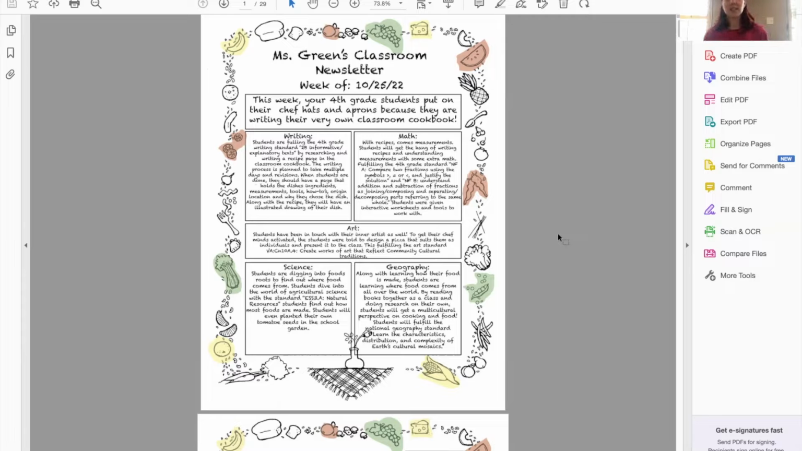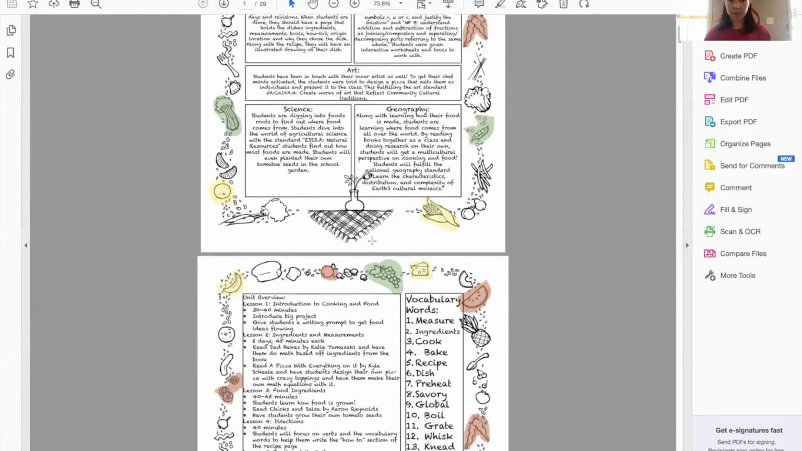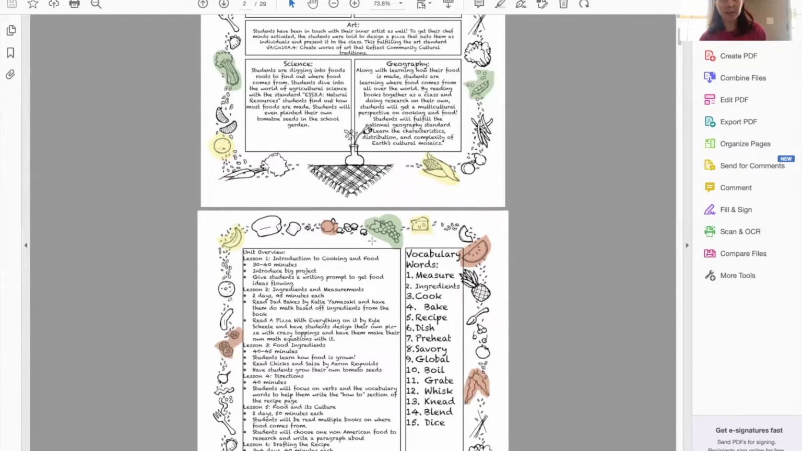Then we have math, art, science, and geography, and again, I'll go over these in more detail than I probably need to later on, but right now I'm just trying to show you what the newsletter looks like, and I fit everything on one page. So this is just the disciplines and what's going on for the first page of the newsletter. I had to make this into multiple pages because I really didn't know how to fit it into one page.